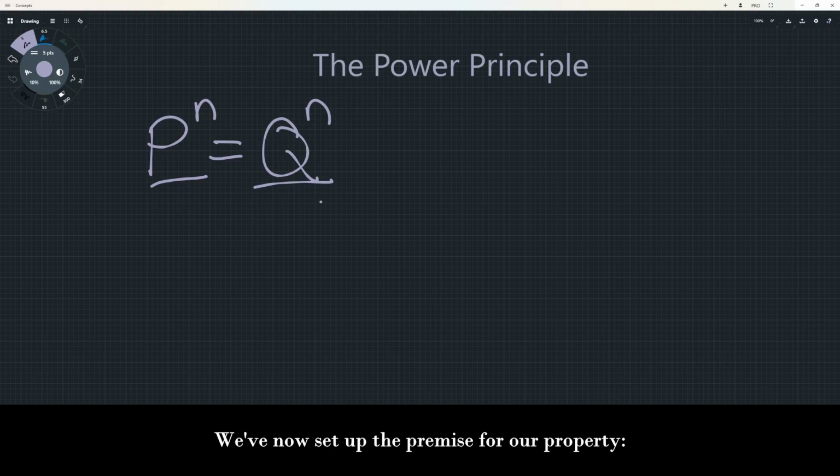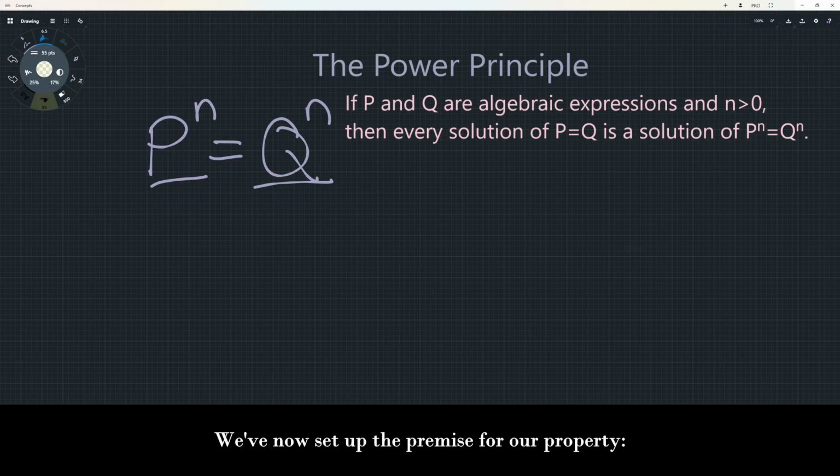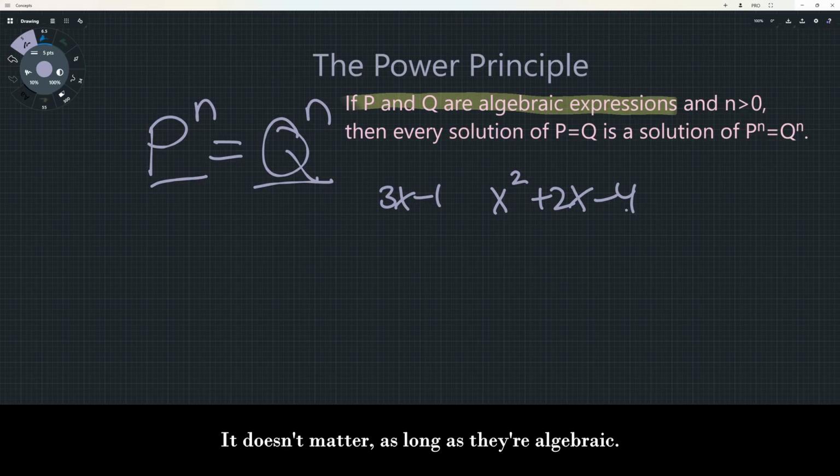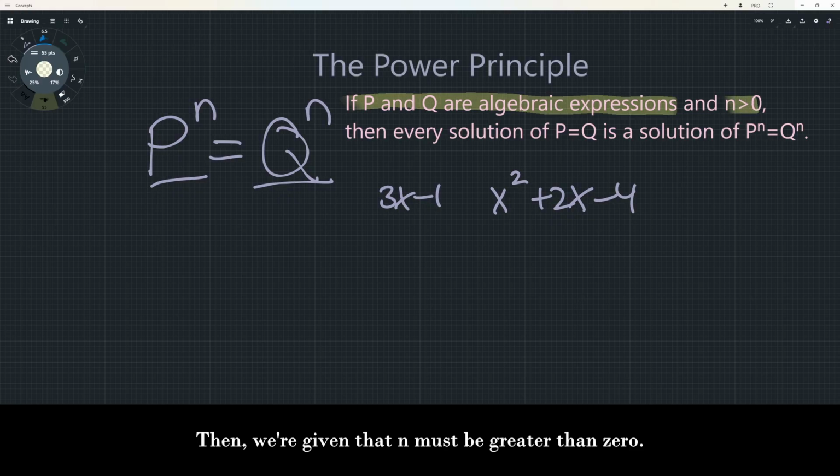We've now set up the premise for our property, the power principle. If P and Q are algebraic expressions, and n is greater than 0, then every solution of P equals Q is a solution of P to the n equals Q to the n. Let's take a look at what this says. First, we're given two conditions. P and Q are algebraic expressions, such as 3x minus 1 or x squared plus 2x minus 4. It doesn't matter, as long as they're algebraic. Then, we are given that n must be greater than 0.